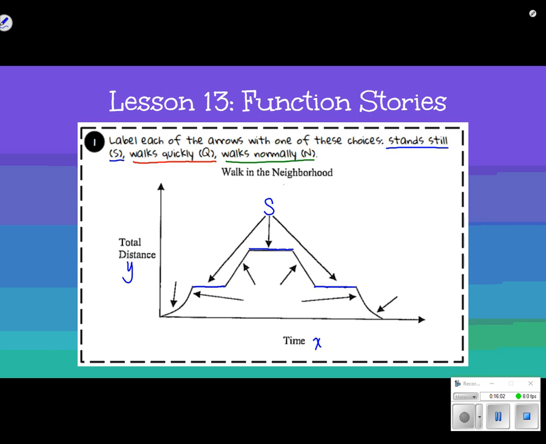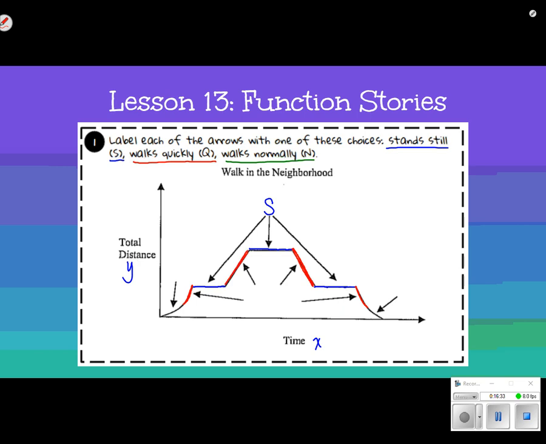All right, now the difference between walking quickly and walking normally is, of course, speed. And so if I'm walking quickly, I'm going to be able to go a further distance than I am if I am walking normally. So I want a steeper curve. So something like this piece right here is a lot steeper. This piece right here is also a lot steeper. And then even this piece is kind of steep. It might be more of a walking normal.